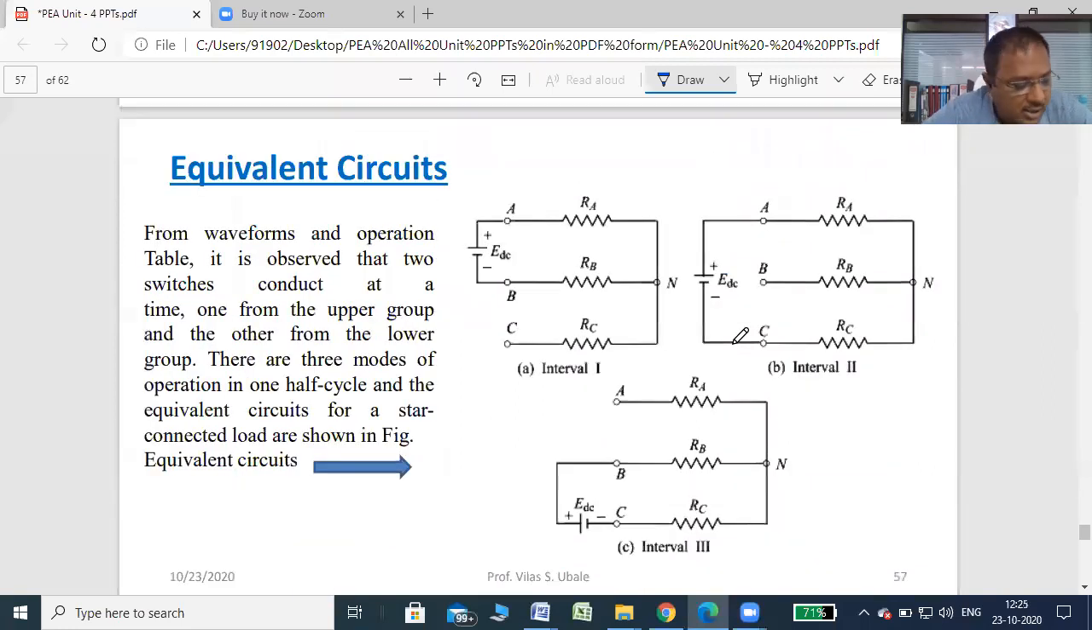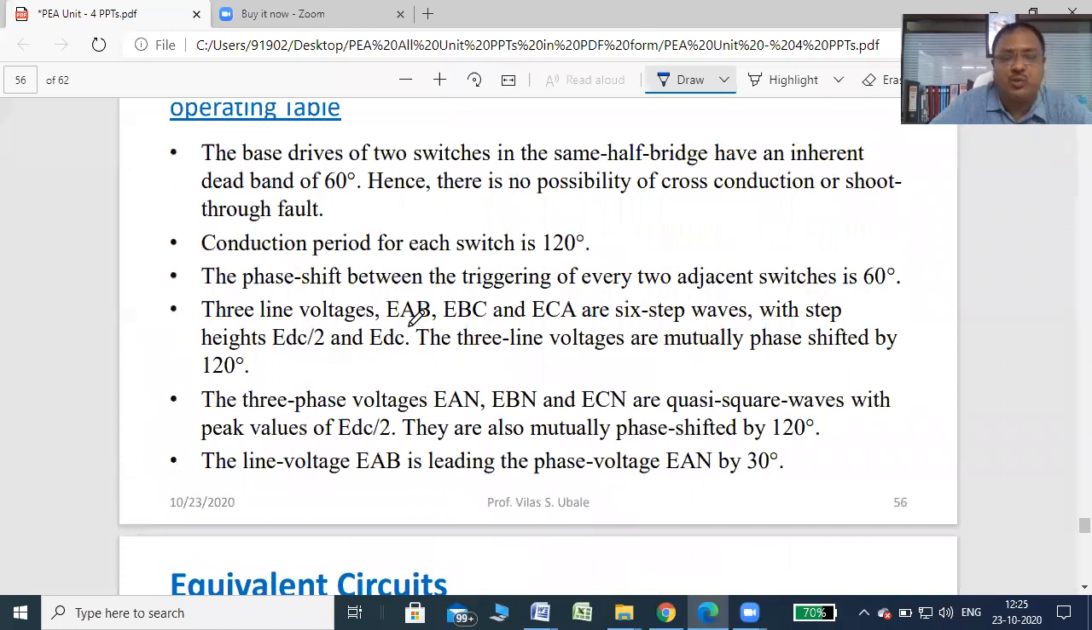I'll share the chapter that is present in the MD Singh and Kanchandani book immediately after this lecture, so that you can learn more about this 120 and 180 conduction mode from the book, right? So that is available, and I'll share it with you immediately.